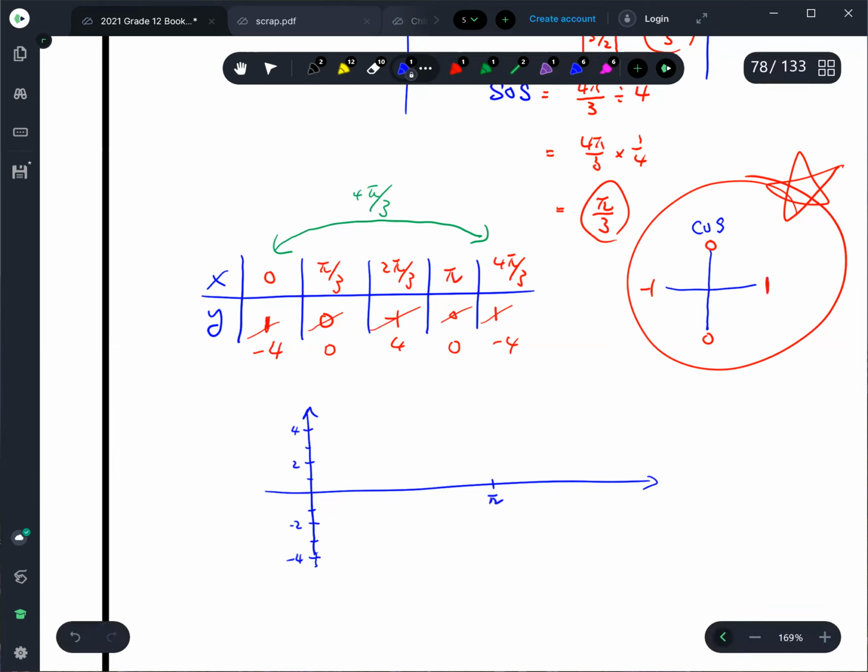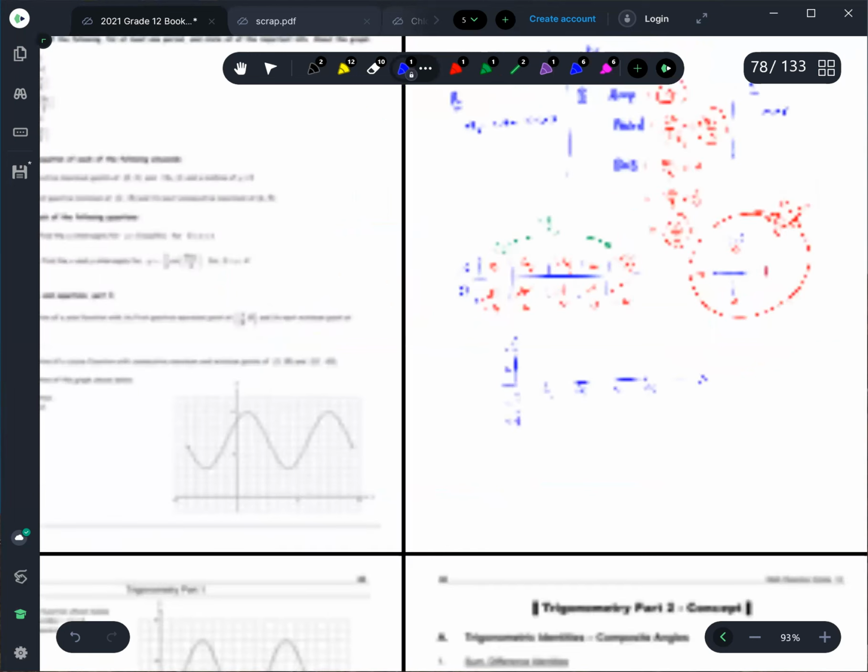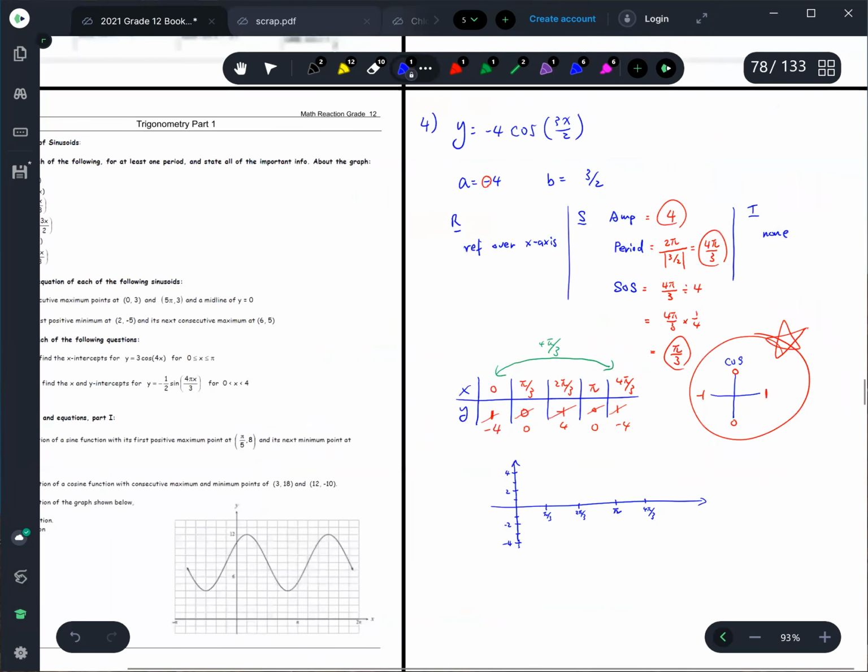And then pi over 3 means you need to cut the pi into 3 equal parts. So like that. Then you have a space of pi over 3, 2 pi over 3, 4 pi over 3. And then you just follow the table, plot the points, make sure you curve the lines. Okay, so that's for number 4.